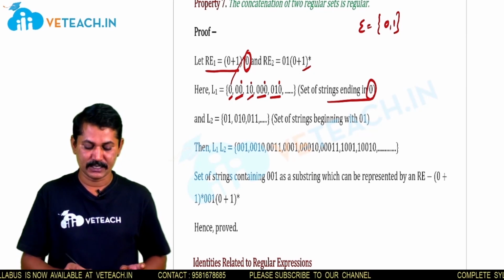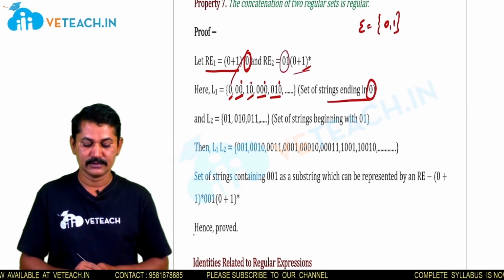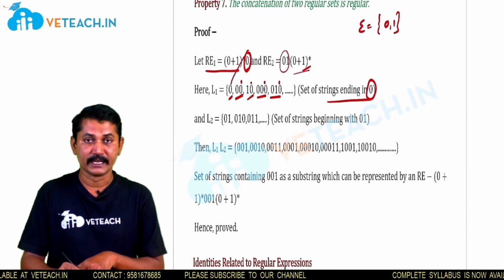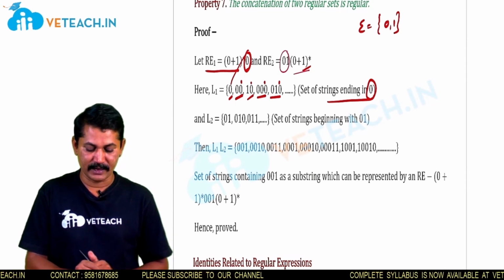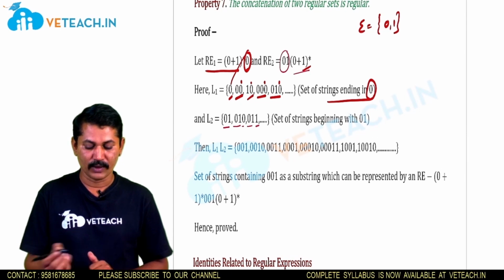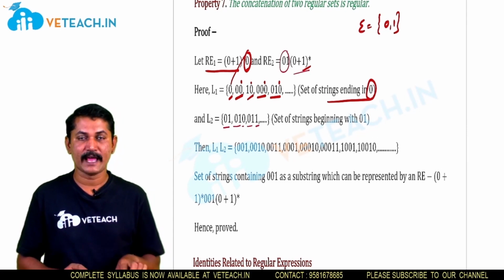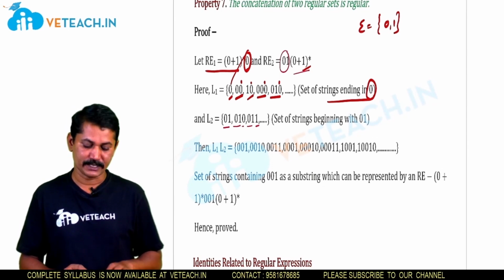The next regular expression is this: the strings have to begin with 01. For that the language is defined as 01, 010, 011, 0101. So these are the two languages that are defined according to the given two regular expressions.